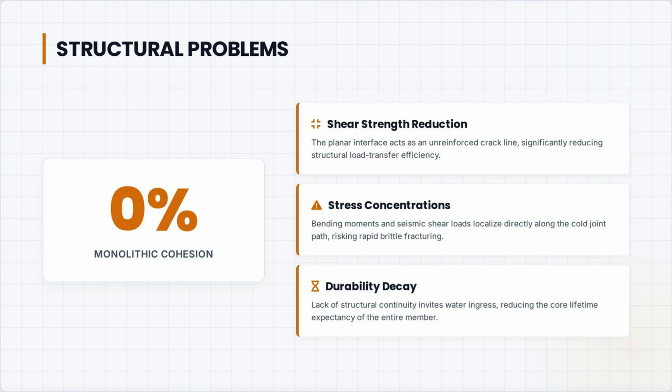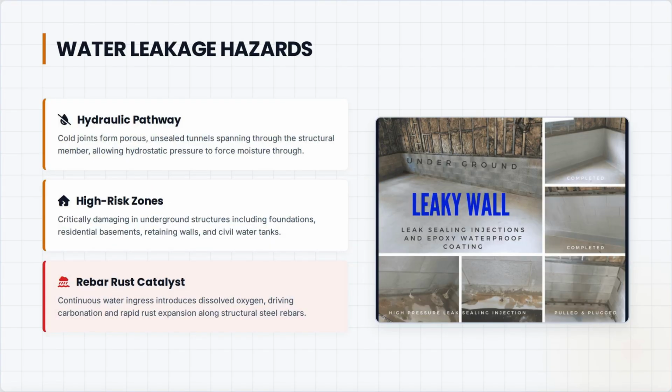Cold joints can reduce structural strength, shear resistance, and durability. They also increase the risk of cracking, leakage, and reinforcement corrosion. One major issue caused by cold joints is water seepage. The weak joint acts like a pathway for water. This becomes dangerous in basements, water tanks, retaining walls, and underground structures.